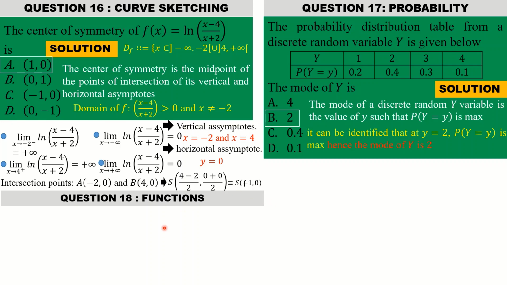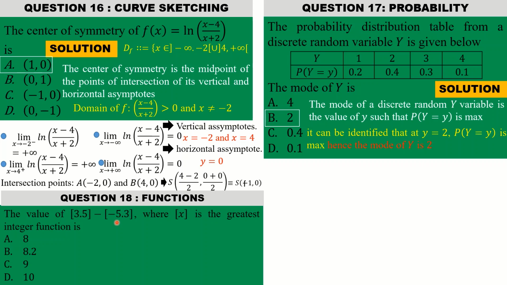Alright, question 18 came in the topic functions, and it reads: the value of the greatest integer of 3.5 minus the greatest integer of negative 5.3, where this is the greatest integer function. Now the greatest integer function of x is simply a certain integer that is less than or equal to x. So this greatest integer is a certain value that is less than or equal to the x inside, the greatest integer that is less than or equal to x.